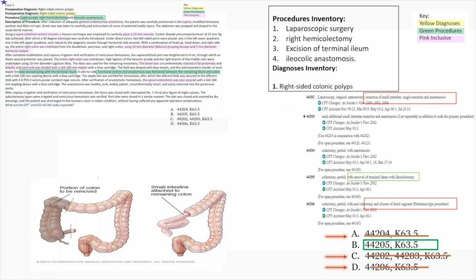And 44204 is also wrong because it doesn't completely match our inventory. You can see a colectomy partial which is performed. Yes, that part is correct. And an anastomosis performed. Yes, that part is also correct. But it doesn't code for one of the major procedures performed in our scenario, that is excision of the terminal ileum. The code language doesn't say excision of the terminal ileum, while 44205 is coding for all the four procedures that are performed. So I hope that explanation helps.